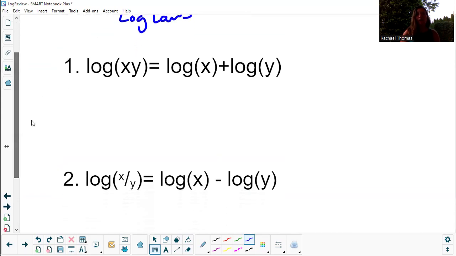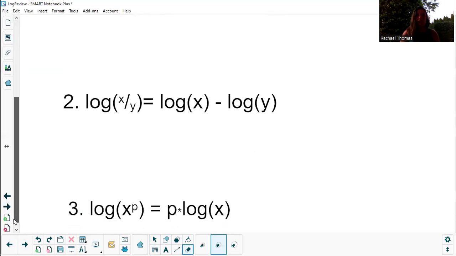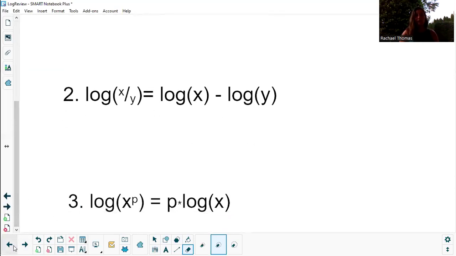The log of x times y, and I'm using just a generic log here, but whatever base you could have. You could have a base 3 log, and then they're all going to be base 3. But the log of x times y is the log of x plus the log of y. The log of x divided by y is the log of x minus the log of y. And then the log of x to the p is p times the log of x.